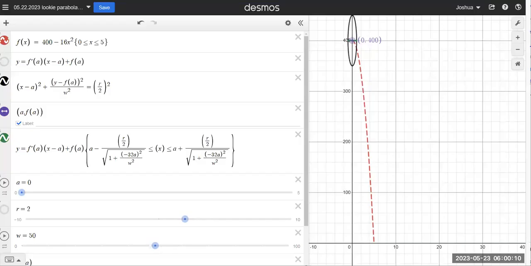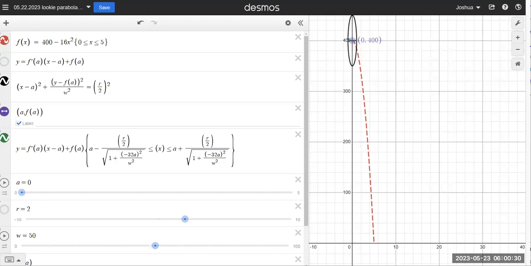Hi, this is Josh again with Calculus 1 tutoring, creating a tangent line for a function. Here we have an application for first year physics. The function is tracking a projectile, f of x equals 400 minus 16x squared.